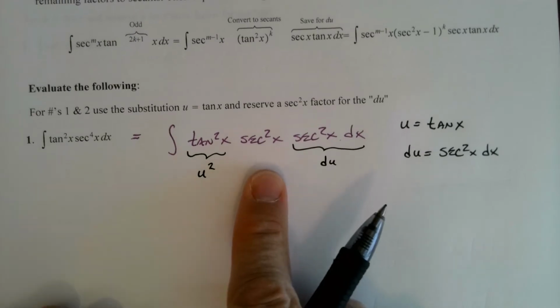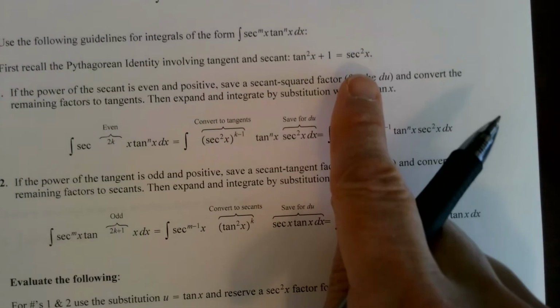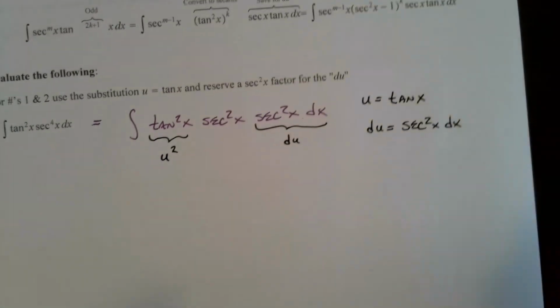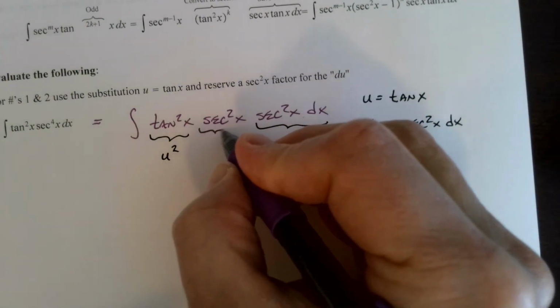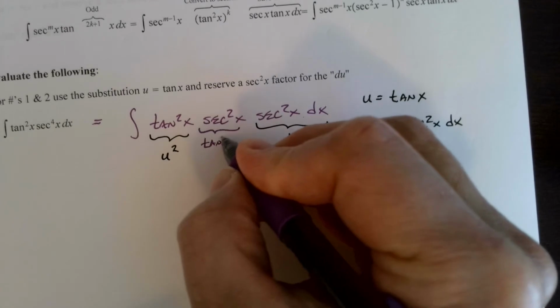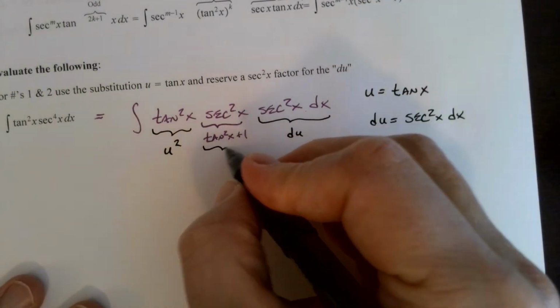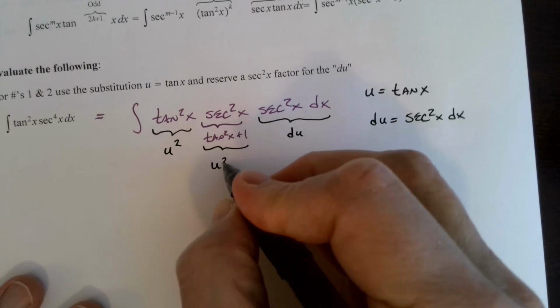What about this secant squared x? Well, by the Pythagorean identity, what do we know? Secant squared x is what? Tangent squared x plus 1. So this is indeed tangent squared x plus 1 from the Pythagorean identity, which is, in terms of u, u squared plus 1.